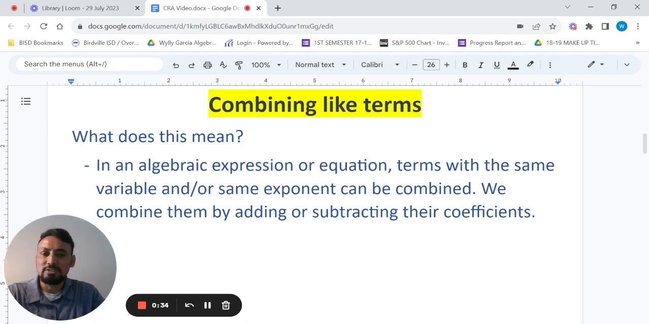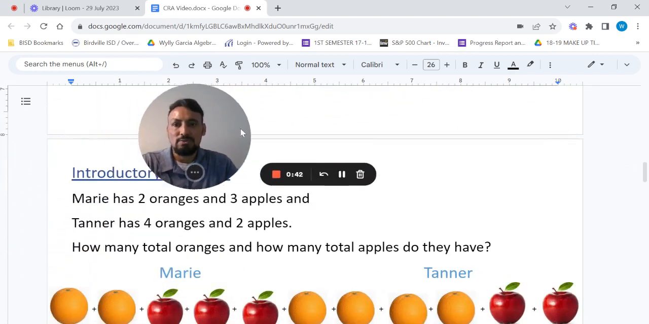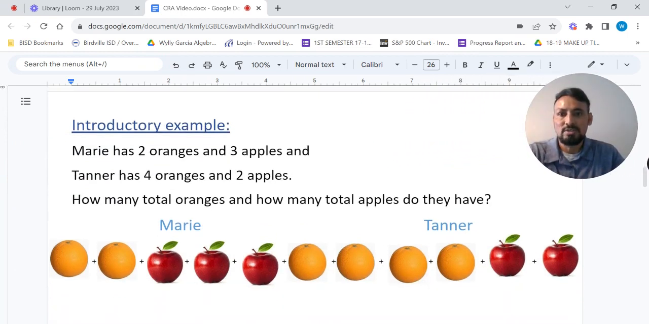I'm going to give you a total of 3 examples in this lesson, and I'm going to begin with a very practical example to introduce the concept. So the introductory example: Mary has 2 oranges and 3 apples, and Tanner has 4 oranges and 2 apples. The question is asking how many total oranges and how many total apples do they have. So be careful when you read a question like this one. It's not asking you how many total fruit. It's asking you how many total of each.